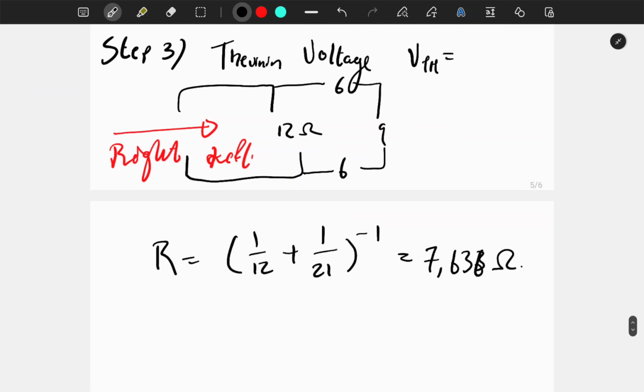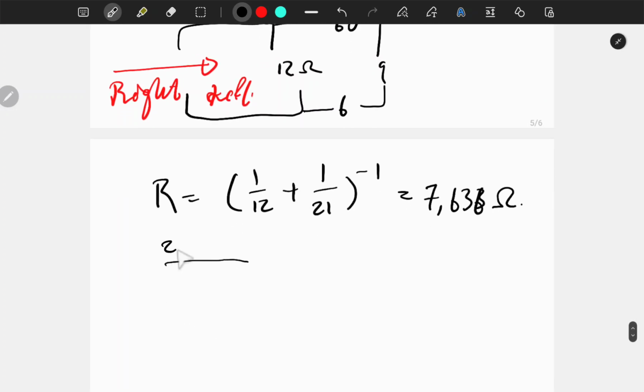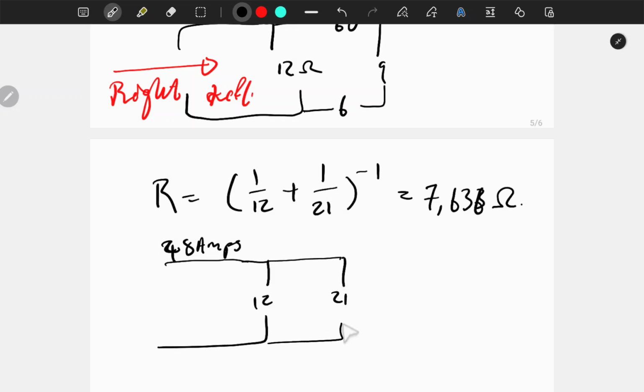So that is what you would do if you were given the voltage, but for this case you are given the current, so you're going to use the current divider rule, right? So the current divider rule is the current at, so let's do this, we have 48 amps, and then we have 12, and then we have 21. So you're going to want to find the current at this position.